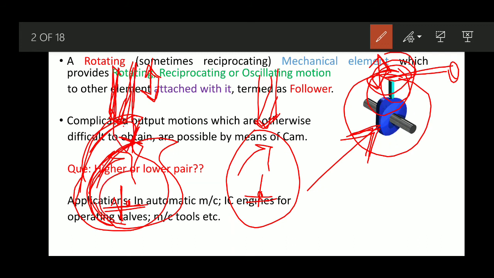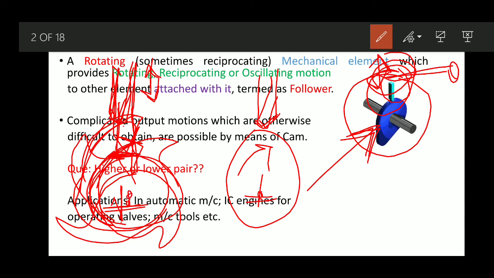Similarly, there will be a time when it will rotate like this and assume this particular position, then once again the follower will come back like this. Similarly, once again it will happen like this, it will go up. Similarly, there may be a time when it will be like this, once again it will be like this. So the contact will be there along with the cam and follower surface.